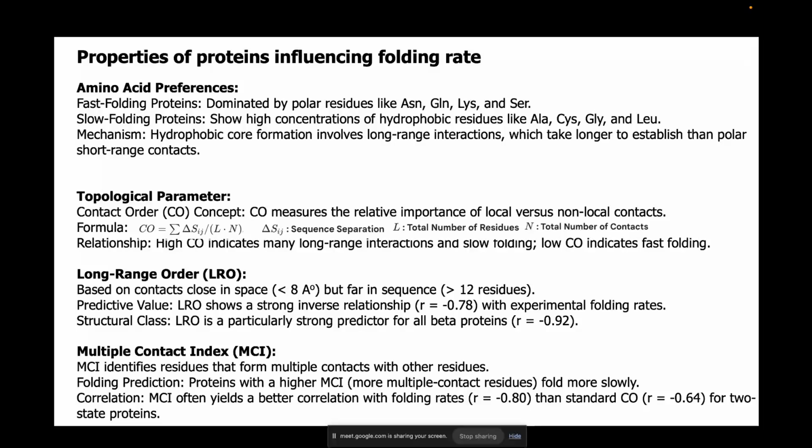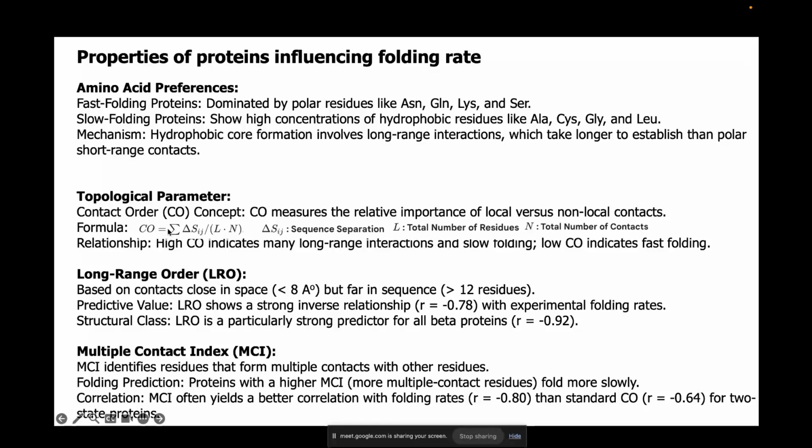Now the second point is the topological parameters. In this case, we quantify a parameter called contact order. Contact order measures the relative importance of local versus non-local contacts. So this is the contact order formula.